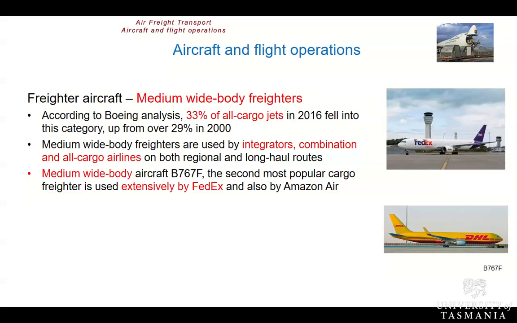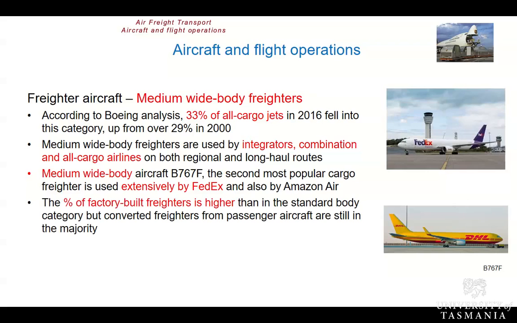A particularly popular model in this category is the Boeing 767. If you can remember when we had a look at that table, it was second in the list and it had about 65 on order. So that's been particularly popular, and it's used extensively by FedEx as well as Amazon Air, DHL as well. Now, more of these aircraft are manufactured new than the standard category, but still the overriding amount of this type of aircraft have been converted from a previous passenger version.